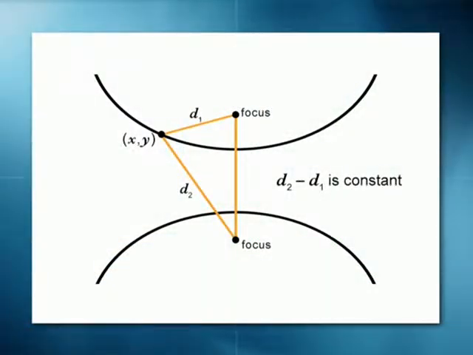Here's a picture of what I'm talking about. You have two foci, a focus here and a focus here, and a point x, y is on the hyperbola if the difference of the distances is constant: d2 minus d1 is a constant. Kind of complicated. It's not the sum of the distances anymore like it was with an ellipse, but now it's the difference. And it turns out with this definition that the difference is a constant, you can derive the equations of a hyperbola. And it has two pieces. It has two branches, as indicated there in the figure.